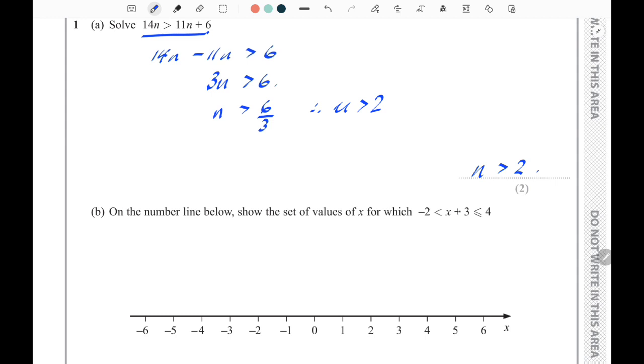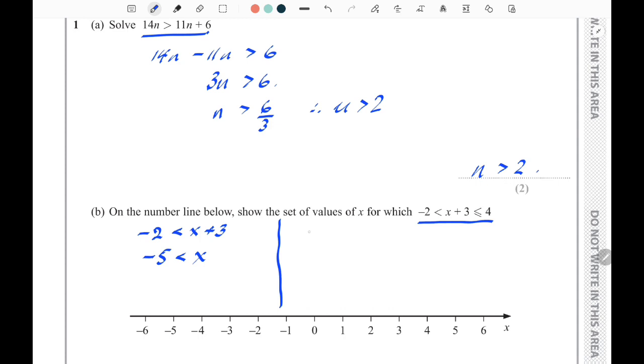Number line, and you've got a double inequality here. So watch out for that. The way to do these is to treat each half as an equation in itself. So the first one, minus 2 is less than x plus 3. Do that one first. Exactly as before, take the 3 to the other side and it becomes minus 5. So x is greater than minus 5. That's the first condition.